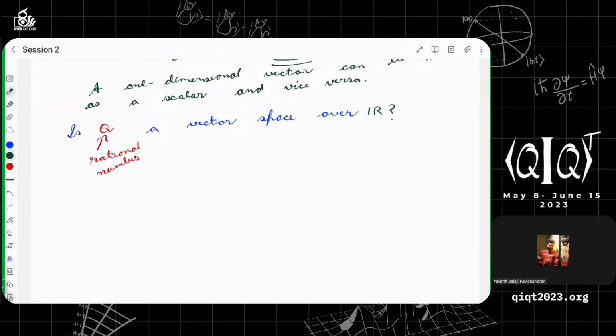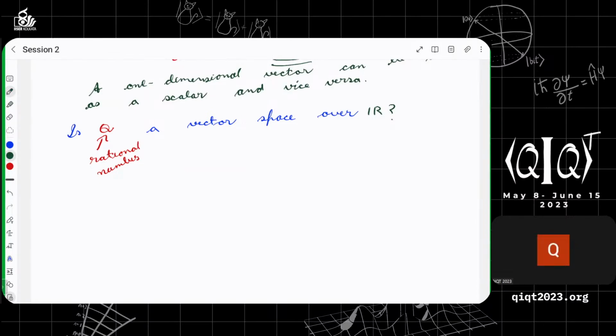I think it is yes. Okay, because if a field is... hang on, let me try to get it right. If a field is a vector space over itself, then that should be true for any of its subset also, right?